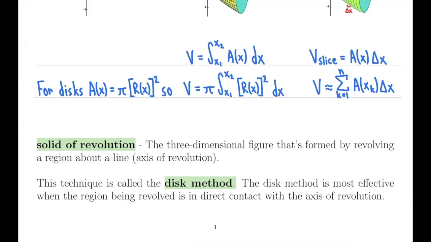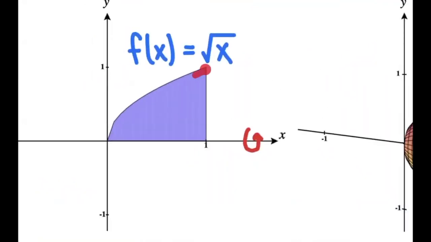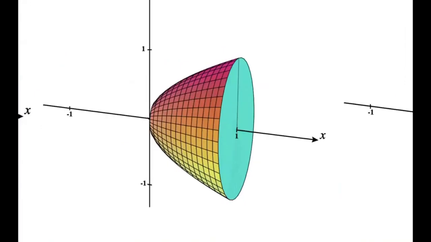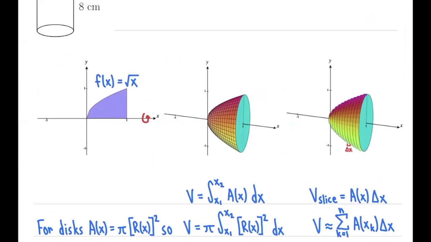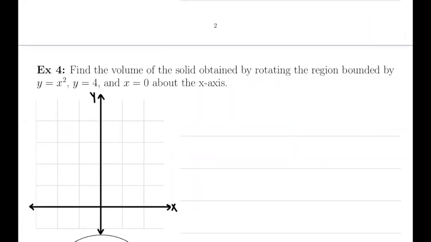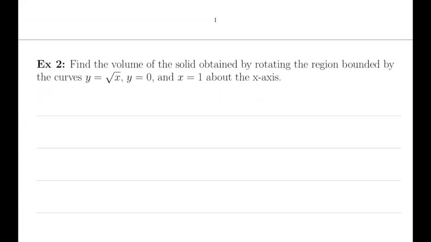Anyway, so this is known as the disk method, and the disk method is most effective when the region being revolved is in direct contact with the axis of revolution. Notice how this region right here is in direct contact with the x-axis the whole time, so the ham is completely skewered on that spit with no wiggle room. Are you going over an example where the region is not fully in contact? Yes, we'll do that in example 4. Okay, let's do example 2.